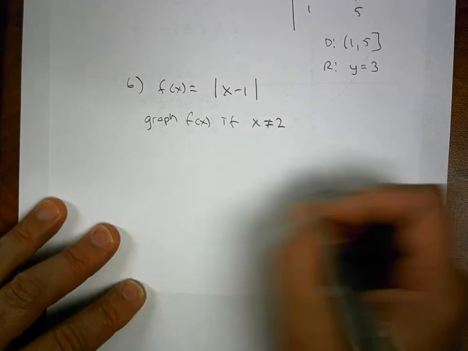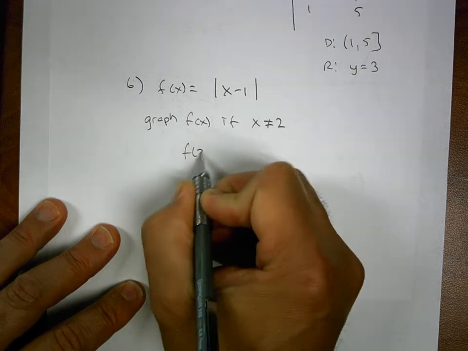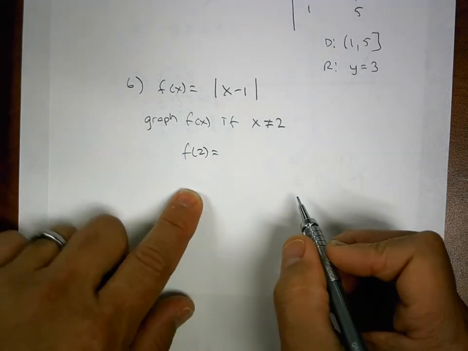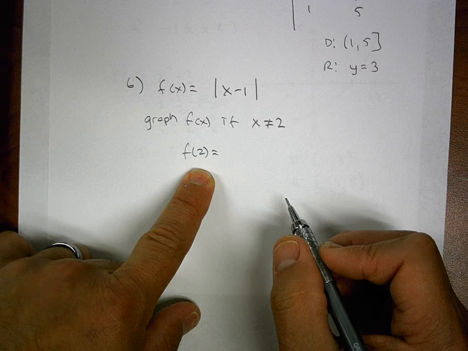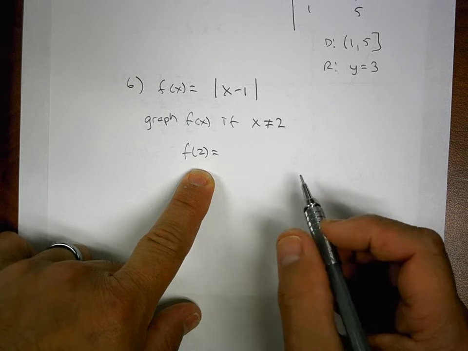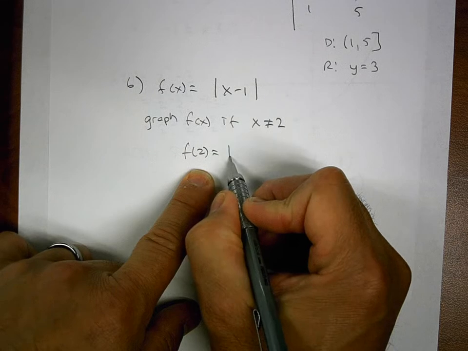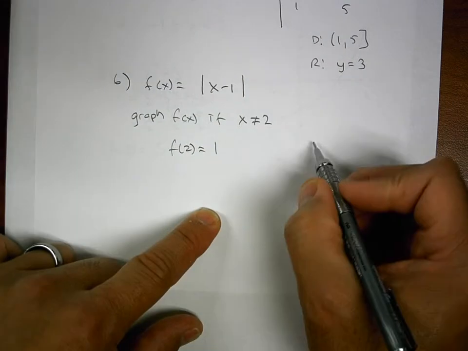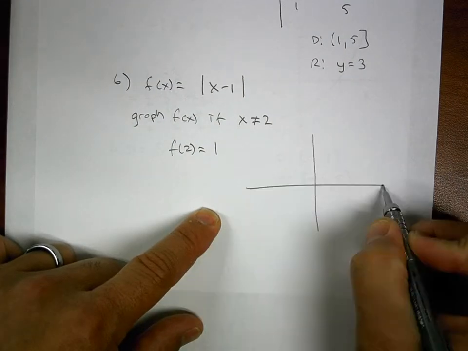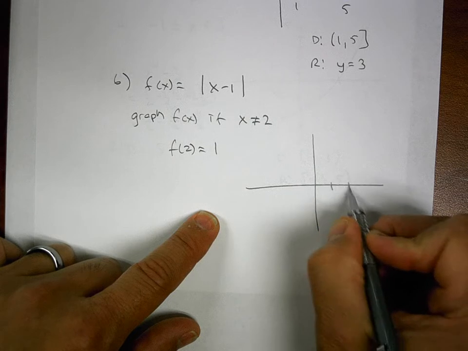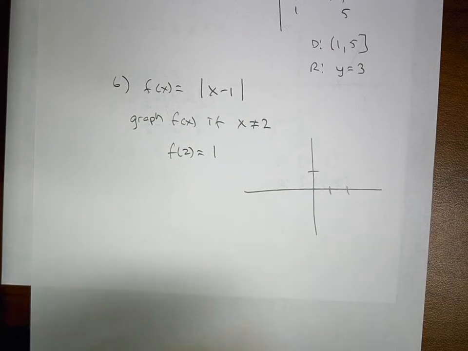So let's find f of 2, which we can do pretty easily. Plug in 2, and what do we get? 1. 2 minus 1 is 1. Absolute value of 1 is 1. So at 2 comma 1, let's see what happens here. So 2, comma 1. We can somewhat accurately graph it.